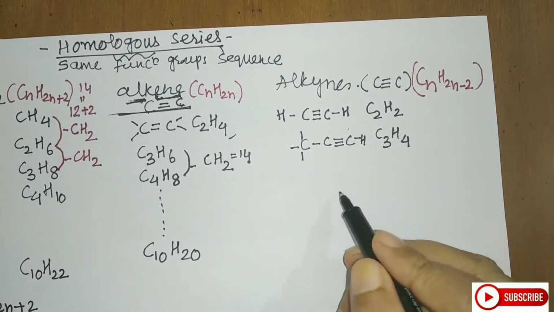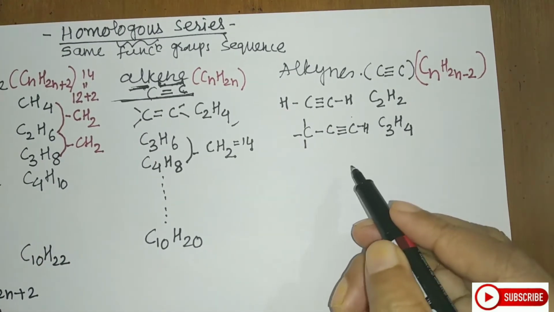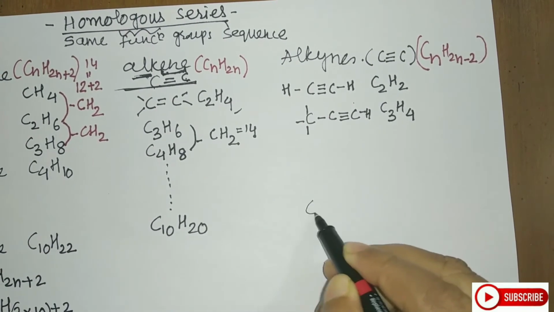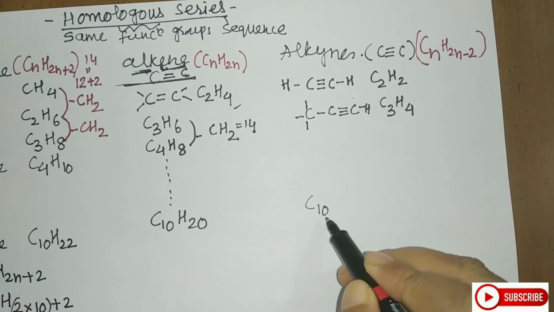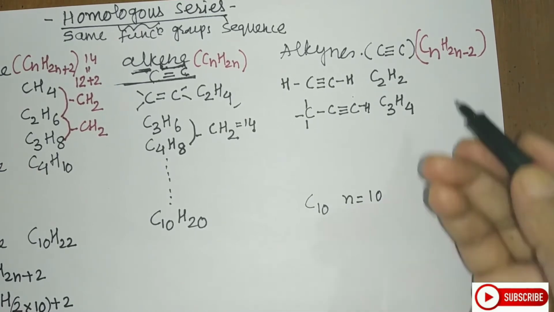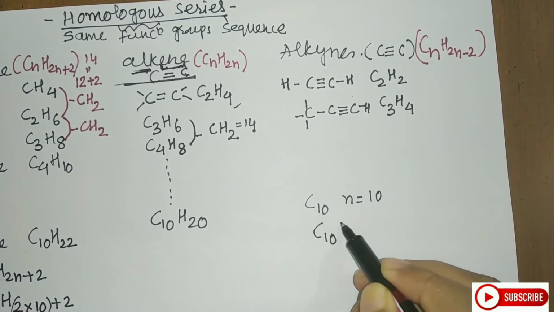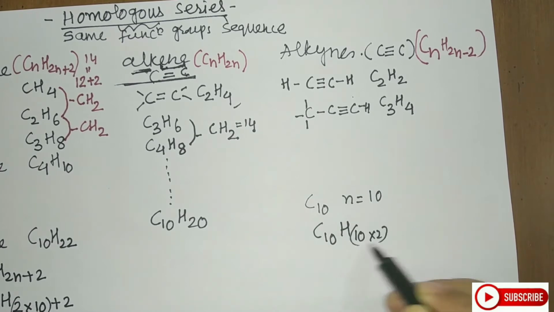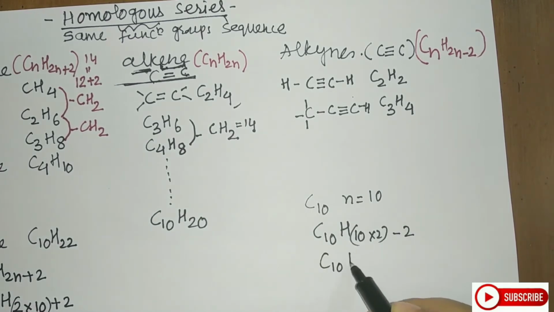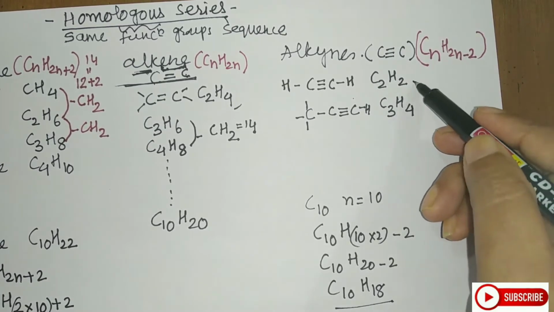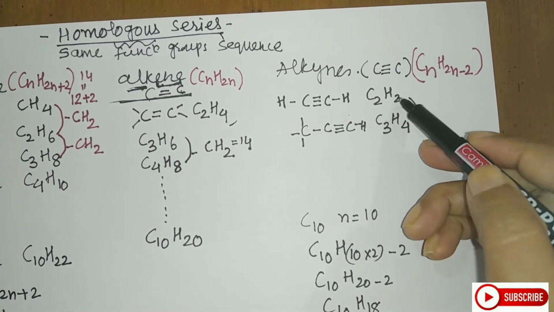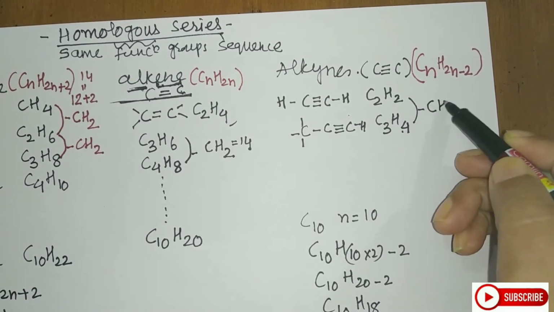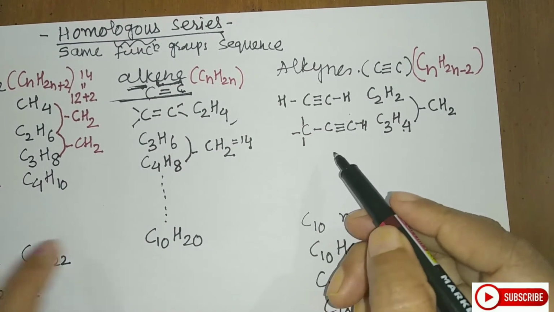So let us see for this type of compound, let us go for decyne and see what the formula is. So this will be C10, meaning here carbon is 10, the n value is 10 here. Let us substitute in this. So it will be C10, H, 10 into 2 minus 2. So C10, H20 minus 2. So C10, H18. So this is the formula. Again, if you see the difference between the carbon and hydrogen from first to second homologue, it is of 1 carbon and 2 hydrogen. Let us try one more for butyne here.